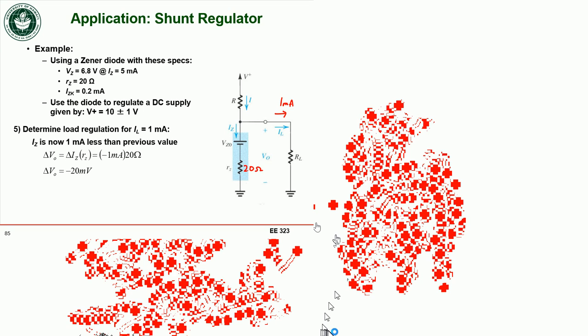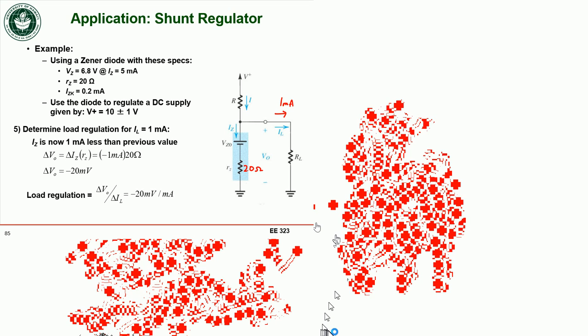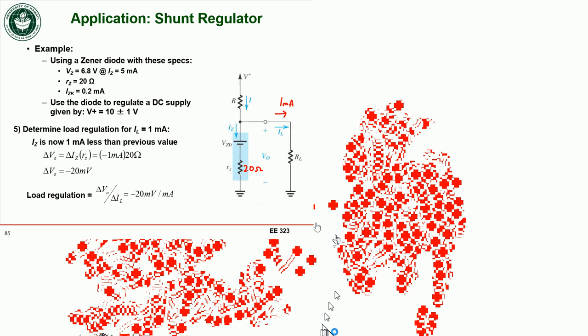And so now when I hook up my load resistor that's drawing 1 milliamp away from my Zener diode, my output voltage is going to drop by 20 millivolts. Or if you want to express it as load regulation, normalize that to the change in the load current. So for every 1 milliamp change in my load current, my output voltage is going to drop by 20 millivolts.